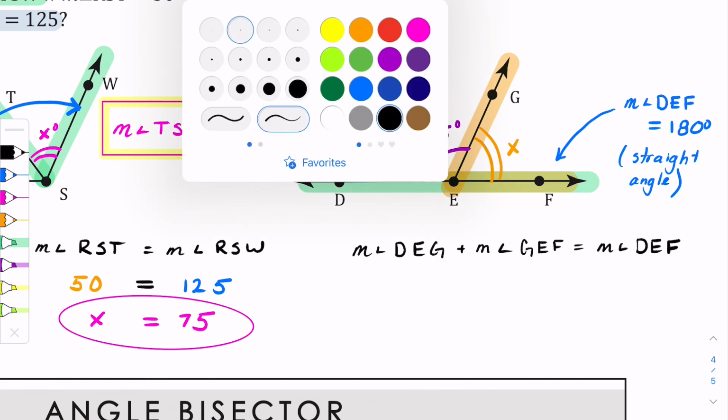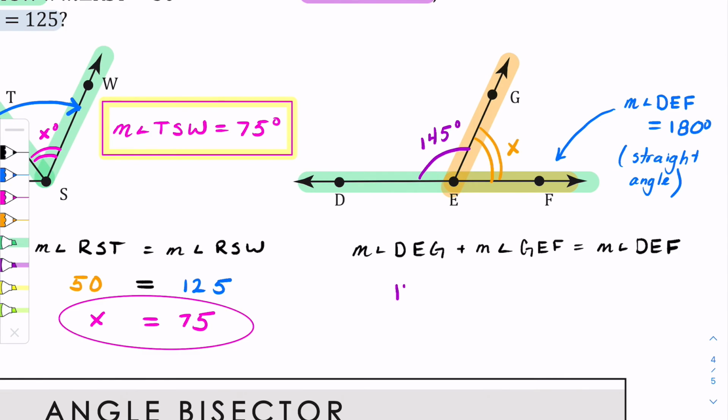Now if I fill in my values, I know that DEG is 145 degrees. I know that I'm looking for GEF, so that's the measure of X. And I know that my total straight angle is 180 degrees. So if I subtract 145 from both sides, I see that X is equal to 35 degrees.